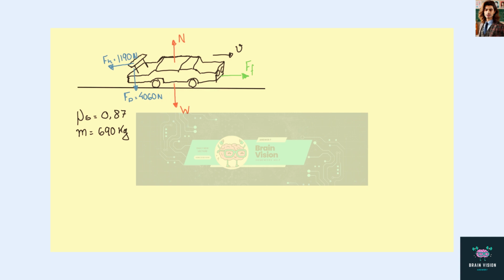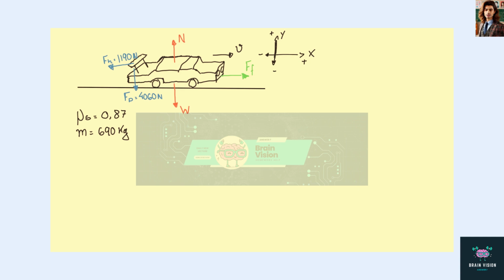Now we can proceed to the question. So the question is, what is the highest possible acceleration such that the tires don't slip on the ground? To answer that question, we have to apply Newton's second law in the vertical direction, which I will call the y direction, and the horizontal direction, which I will call the x direction. And notice that I had already chosen my reference frame. Everything that is pointing to the right is positive, everything that is pointing up is positive, everything that is pointing to the left is negative, and everything that is pointing downwards is negative too.